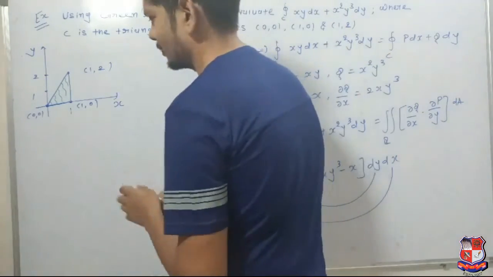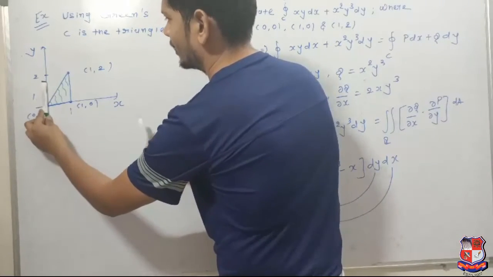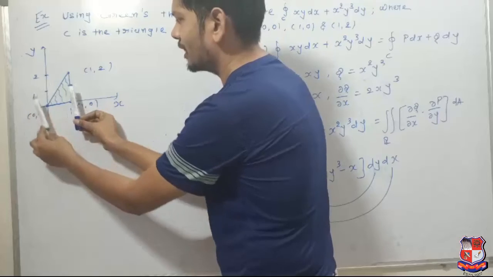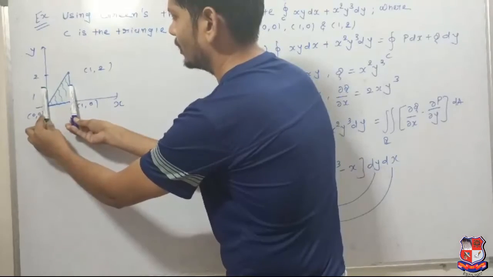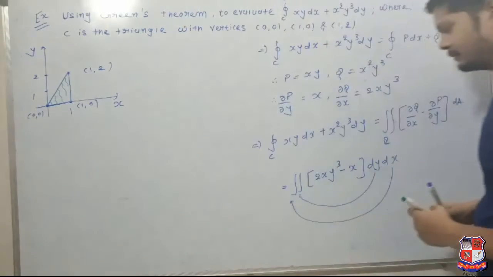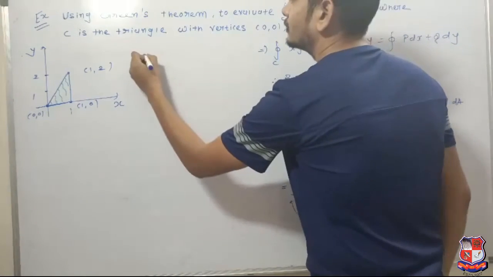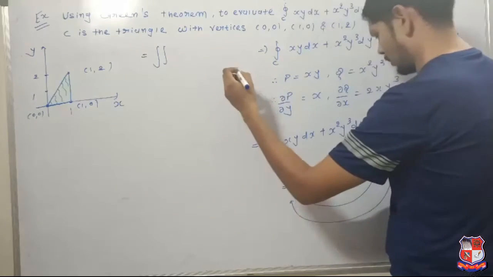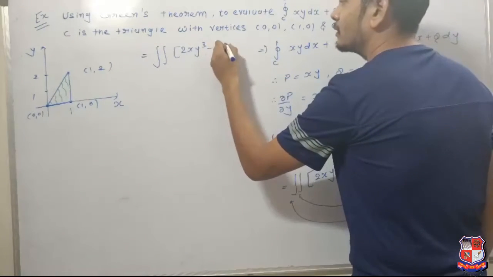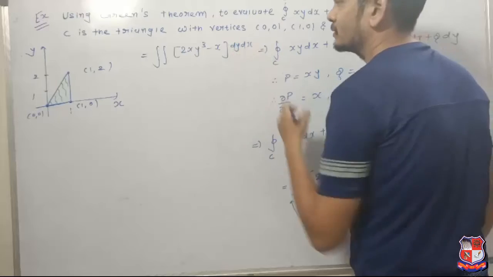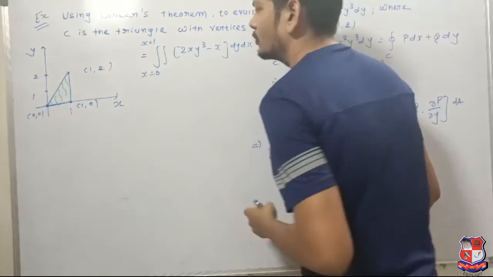So here on the x-axis, we need to find the limit of x. The region starts with this point and ends with this point. Starting with this point means the initial point. So what is the initial point? 0, and it ends at this point. What is this point? x is equal to 1. So let me mention the limit: 2xy cube minus x dy dx. Okay, so the outer limit is x from 0 to x is equal to 1.